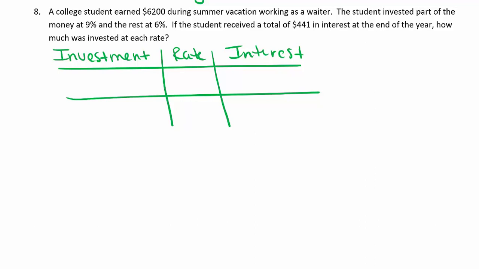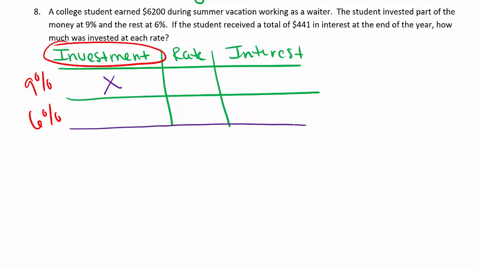So I think I'm going to organize my information in a table again. And in this problem, we're trying to solve for the amount invested. So that's my unknown, how much did I invest at each rate? Some of the money was placed in at 9%, some at 6%. So I think I'm going to call the amount invested at 9% X. And the amount at 6%, I can't call that X because it may not be the same amount. All I know about the investment is that the total, if I add those numbers together, has to be $6,200.